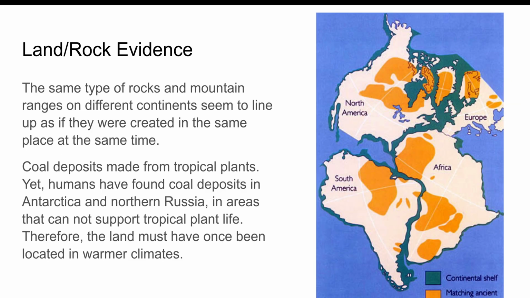Land and rock evidence. We have identical rock types, as if they were matching from one mountain belt that was created at the same time on opposite sides of the Earth. And so we have some rocks in North America that are identical in every way, shape, and form to rocks in Europe. So they must have been created at the same event and then moved apart from each other over time.